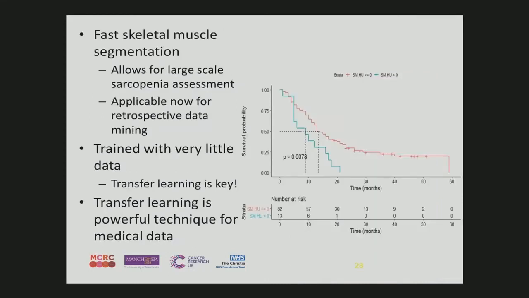And then, lo and behold, sarcopenia correlates with outcome. This is the first study we did with only 100 patients. We have now submitted studies with a couple of 100 patients, and it's very predictive for outcome. And actually, transfer learning is good, but this measure is also very good because this could be an alternative to something like performance status. Performance status is asking, can you walk up the stairs without puffing, which is very qualitative, while this is very quantitative, and it's beautiful.